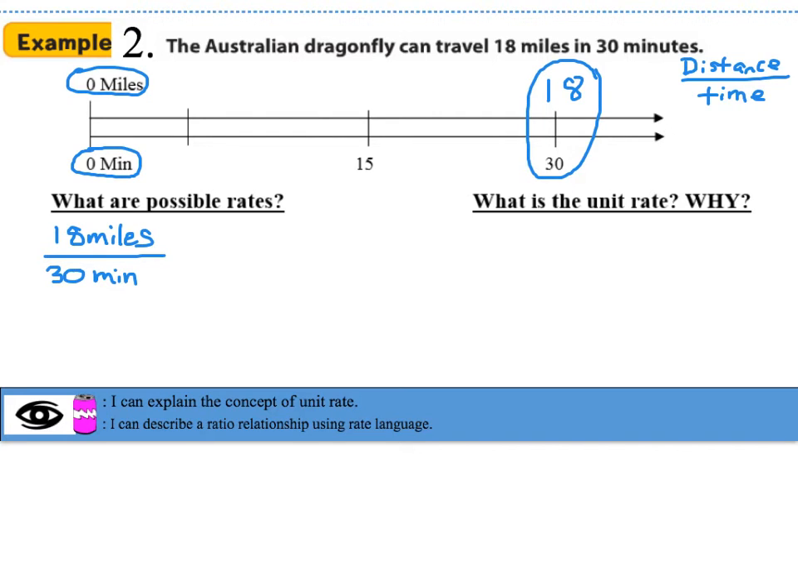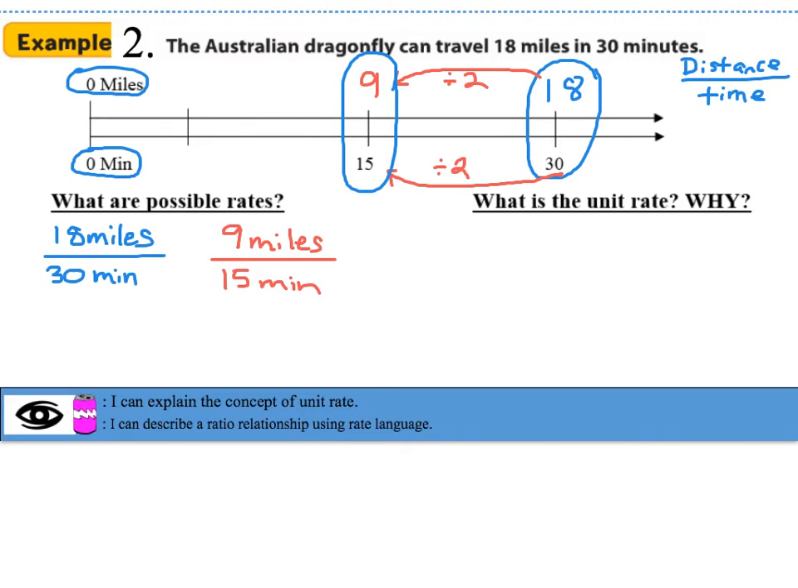And if I look at my double number line now, they have 15 minutes in the middle. I would ask myself, how did they get 15 from the 30 right here? Well, to go from the 30 to the 15, they would just reduce their fraction by dividing it by 2. 30 divided by 2 gave me 15. So if I divide the bottom by 2, I want to make sure I divide the top by 2 as well. And we know that 18 divided by 2 is 9. So 9 miles per 15 minutes is another possible rate.